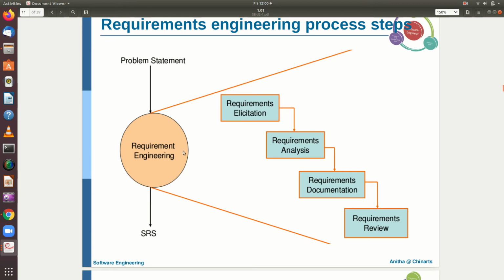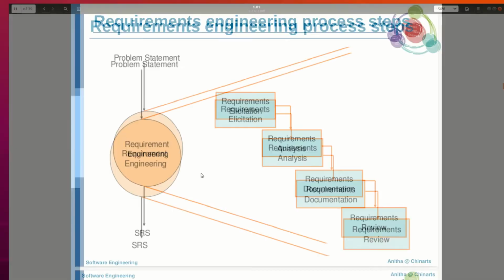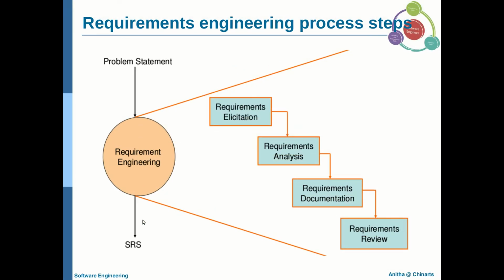So the requirement engineering will have the problem statement as the input and it will produce the software requirement specification as the output. It includes these 4 major steps: the elicitation process, then analyzing the requirements collected. After analysis, the requirements must be specified in the document, which you call documentation. Then it must be reviewed for the verification process. So these are the 4 different steps in requirements engineering.